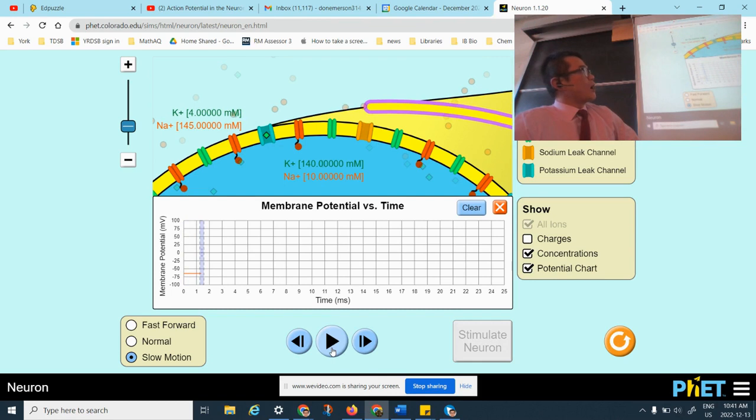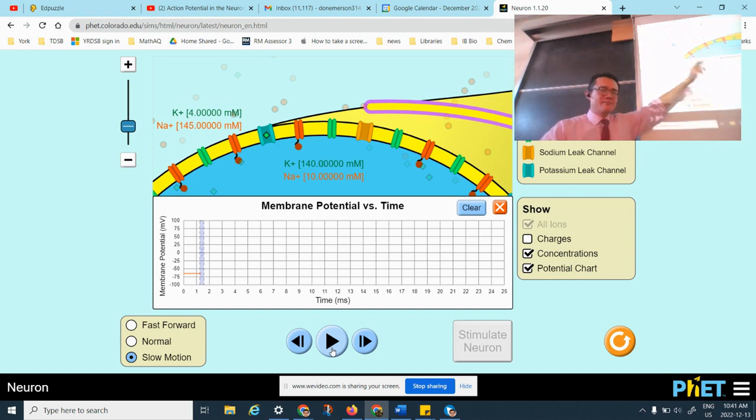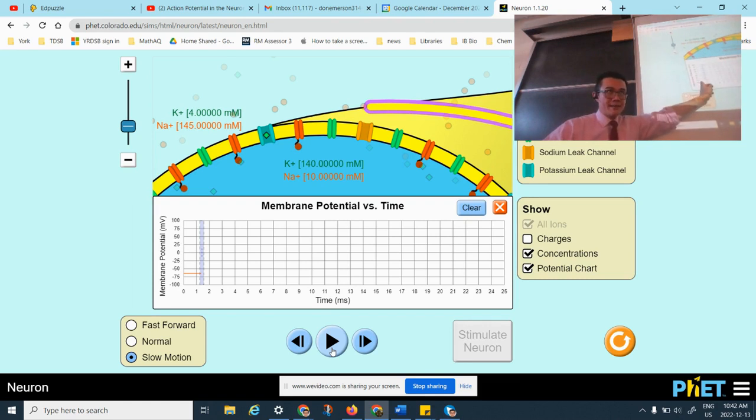Oh, so I'm pausing it right now. So what is the negative? Sorry, I kind of said it out loud already. The resting potential is about minus 70 millivolts. Okay, so down here, the resting potential is at minus 70 millivolts.